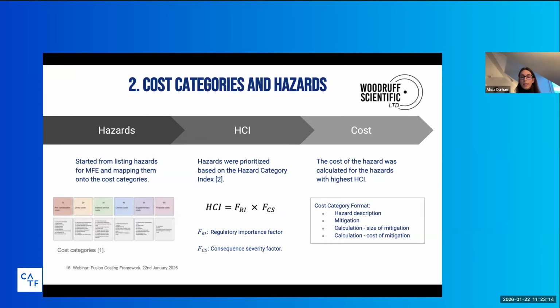And he basically developed this index, and it gives an idea of how much the hazard has regulatory importance, and how high the consequences of a hazard can be. So this index gave us an idea of how much cost would be associated with it and how much it would influence the overall cost of a fusion power plant. So we got the hazards with the highest index, and we translated them into a cost and included them in the code. Next slide, please.